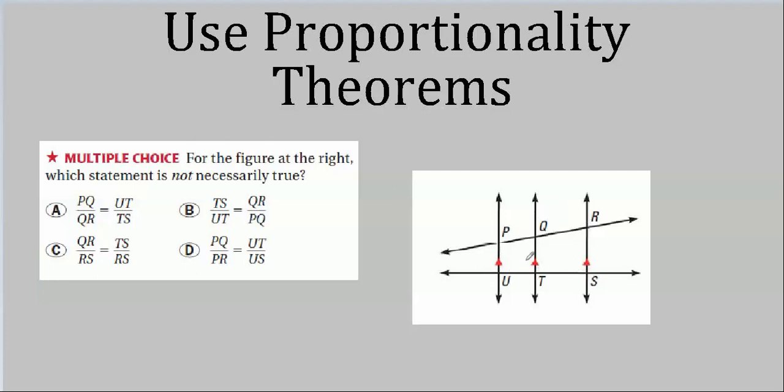In other words, the small one over the big one is equal to the small one over the big one here, or either one over the whole thing. Either one over the whole thing. Those two ratios are also equal.